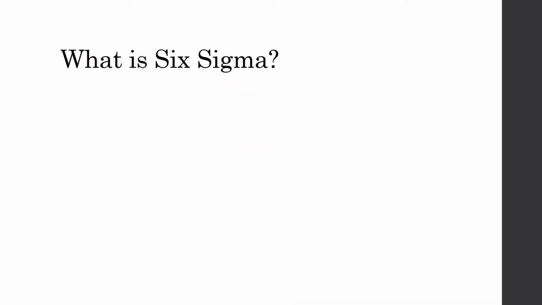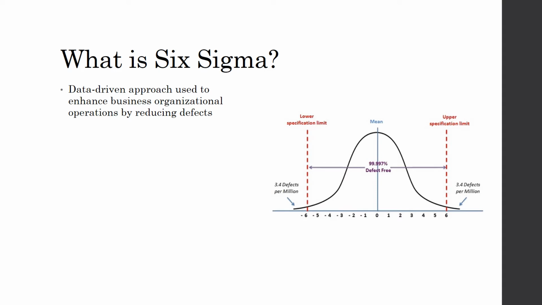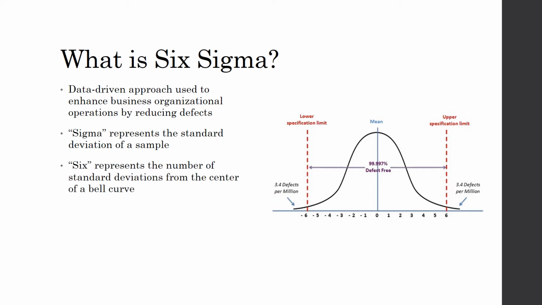What is Six Sigma? Six Sigma is a data-driven approach used to enhance business organizational operations by reducing defects in many processes of a company, from manufacturing to servicing to end users. The sigma represents the standard deviation of a sample, which is how close the outcome is from the desired result. The 6 represents the number of standard deviations from the center of a bell curve, which includes 99.9997% of the data within the dataset. The method defines defects as any process that generates an outcome deviating from the customer's expectations and limits them to 3.4 per million opportunities.